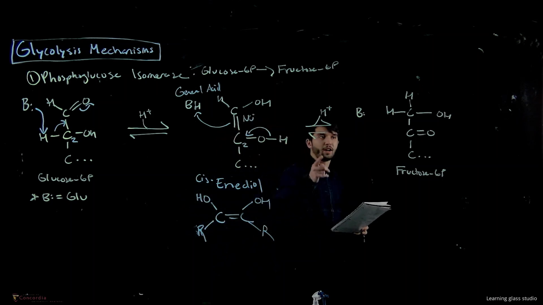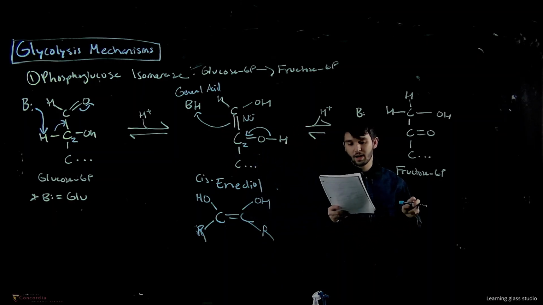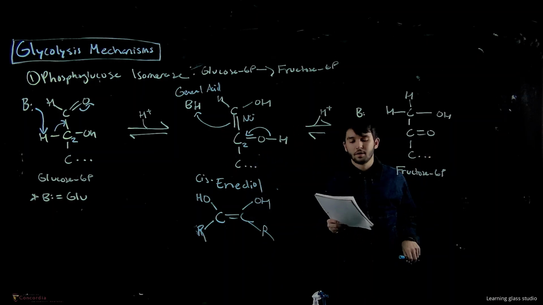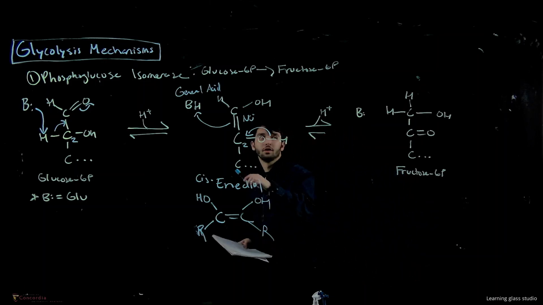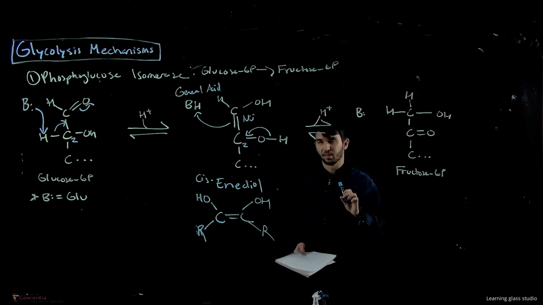Okay, and then another H comes in to give this carbon up here another H. So now we have successfully moved the carbonyl down from carbon 1 to carbon 2. So that is how glucose 6P gets turned into fructose 6P, right?